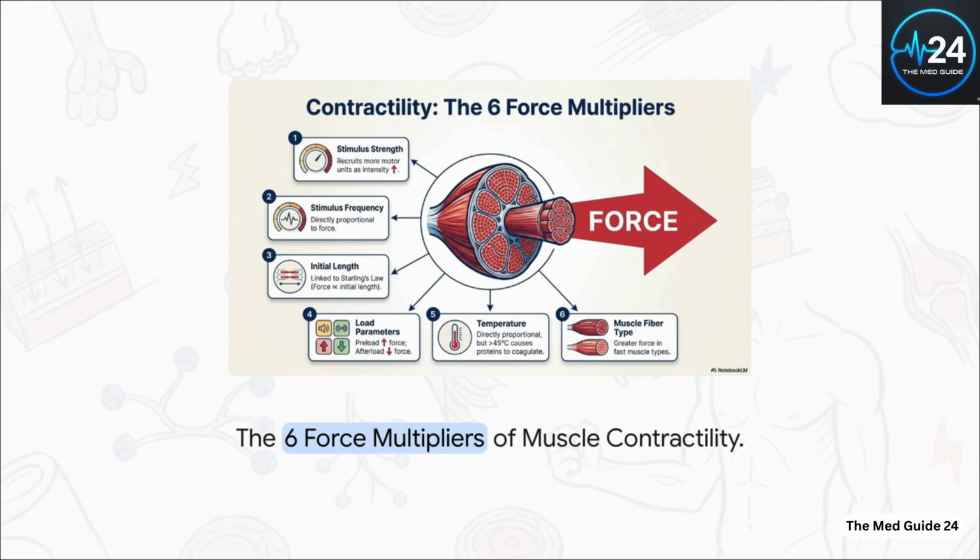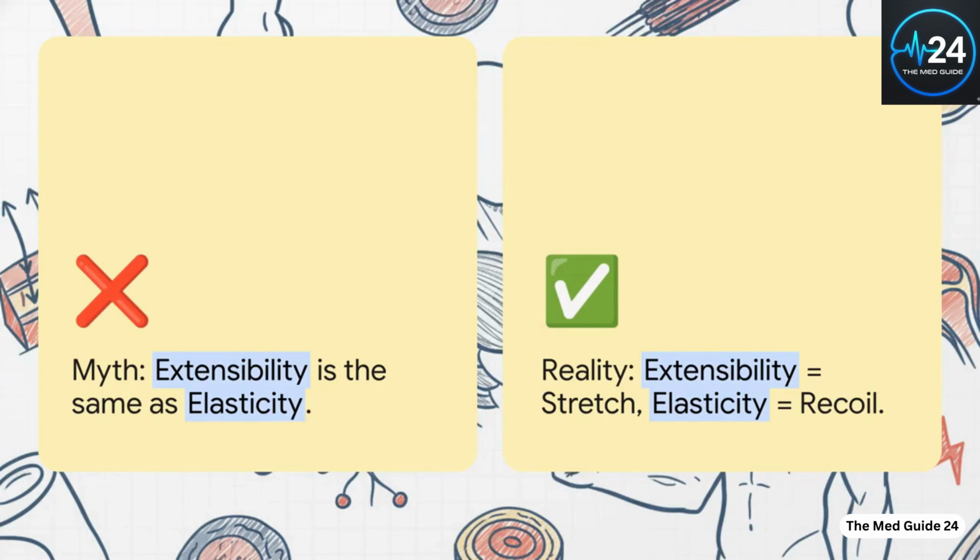It's the exact same physiological principle just applied to skeletal muscle. Oh, and also keep in mind load parameters, temperature, and fiber type, because fast-twitch fibers just naturally generate greater raw force. Time for a quick clinical pearl and myth bust regarding structural integrity, because students mix these up all the time. Extensibility is simply the passive ability to be stretched. It requires absolutely no energy. Elasticity, on the other hand, is the active recoil. It's that snapback to the original length. The crucial pathology link you need to know is that failing at extensibility, meaning the muscle physically cannot be stretched, is exactly what causes spasticity.